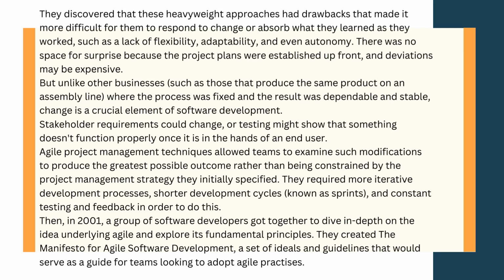Stakeholder requirements could change, or testing might show that something doesn't function properly once it is in the hands of an end user. Agile project management techniques allowed teams to examine such modifications to produce the greatest possible outcome rather than being constrained by the project management strategy they initially specified. They required more iterative development processes, shorter development cycles, known as sprints, and constant testing and feedback in order to do this.